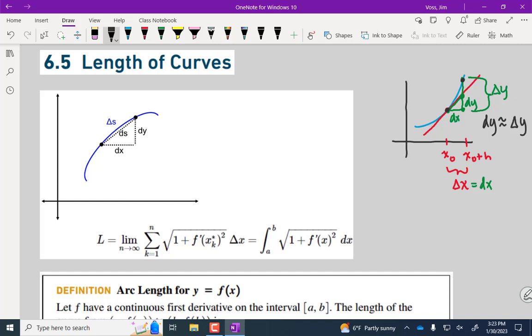When we have 2 x values, we can do subtraction. 2 y values, we can do subtraction. But we don't have 2 s values along a curve. We don't have a number line taped to our curve. So delta s is going to be that exact change. That's what we want to know. We want to know the distance along the curve.